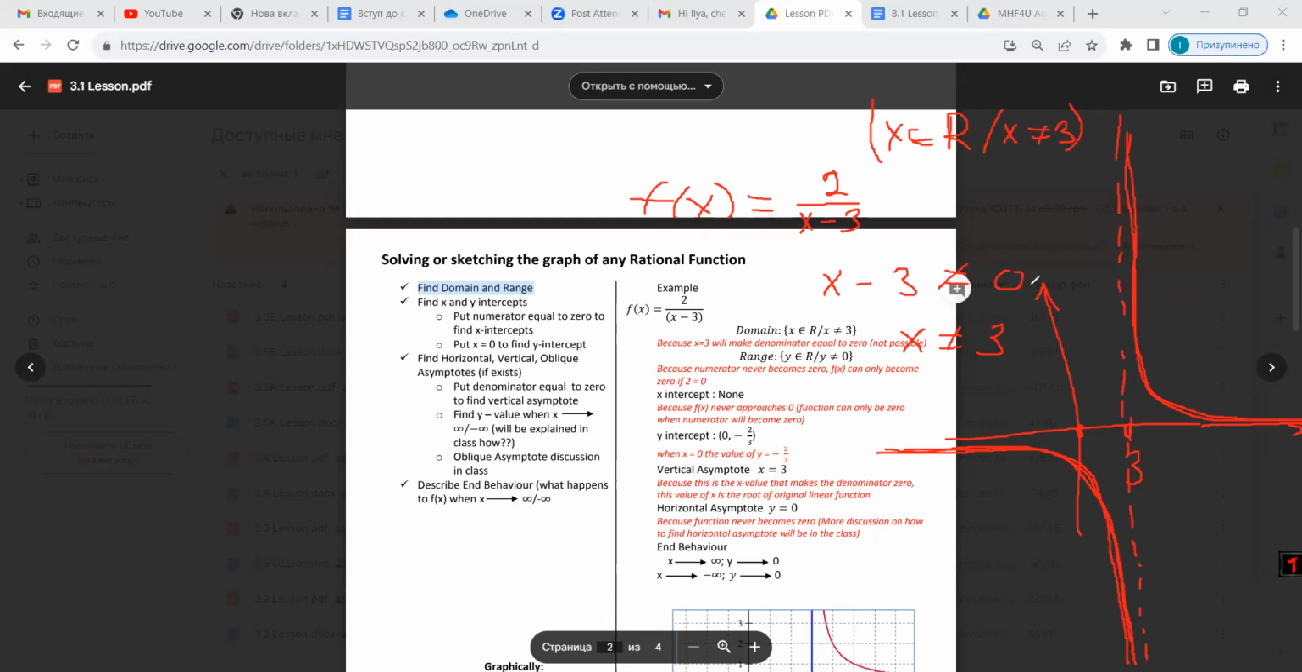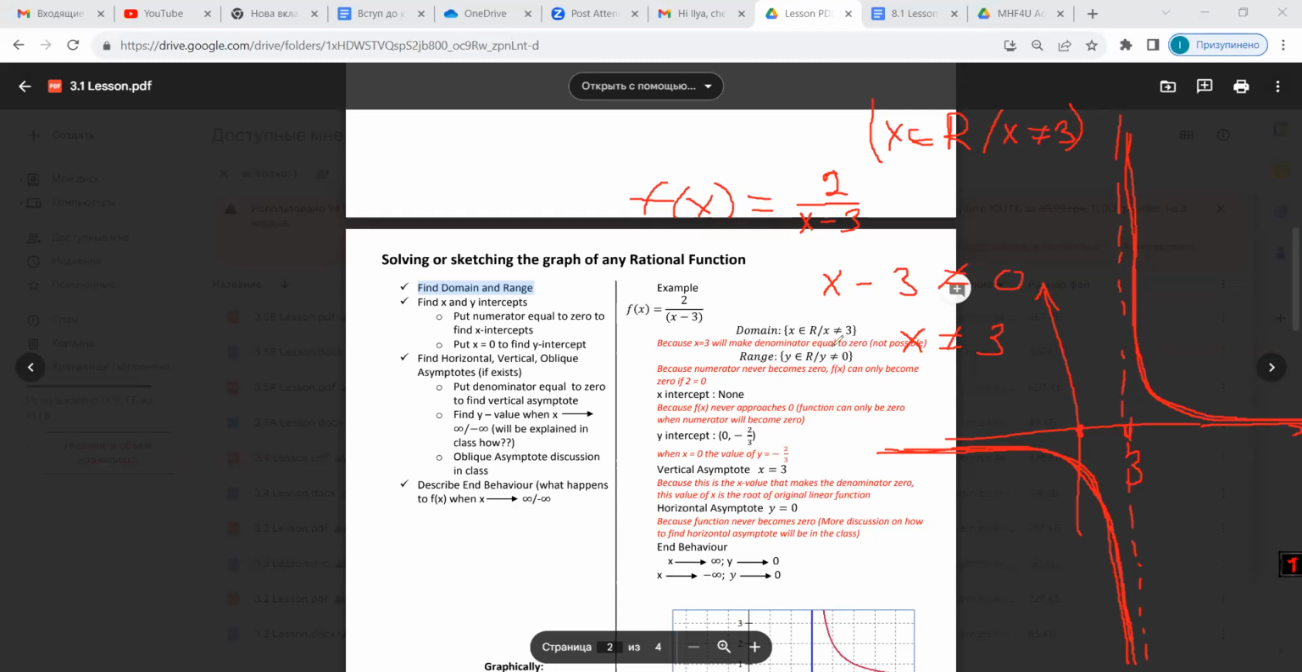Range for this function, as you can see, would be all the way from negative infinity to positive infinity. So all real numbers for y. We also should find x and y intercepts. In order to do that, we should put the numerator equal to 0 and find x-intercepts. As I've said before, in our example, there are no such x-intercepts because the numerator is always positive.